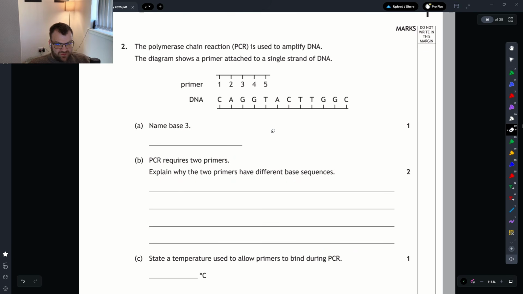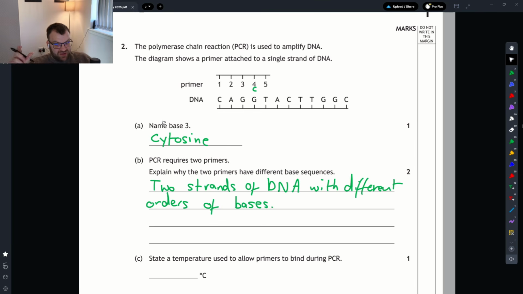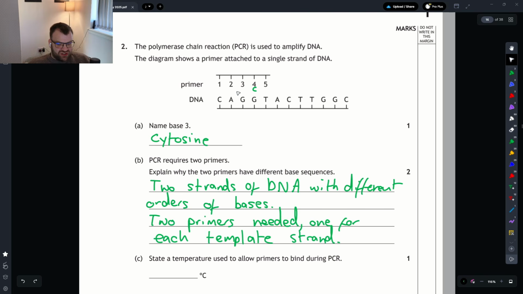Next one, we're asked about PCR, and we're asked about the base that is in position 3. That is across from G, which makes that, that's going to make it cytosine. It's then asking us about why 2 primers are required and why do they have different base sequences. Well, each strand will have a different DNA code, different order of bases. So we need the 1 primer for each strand to do that.